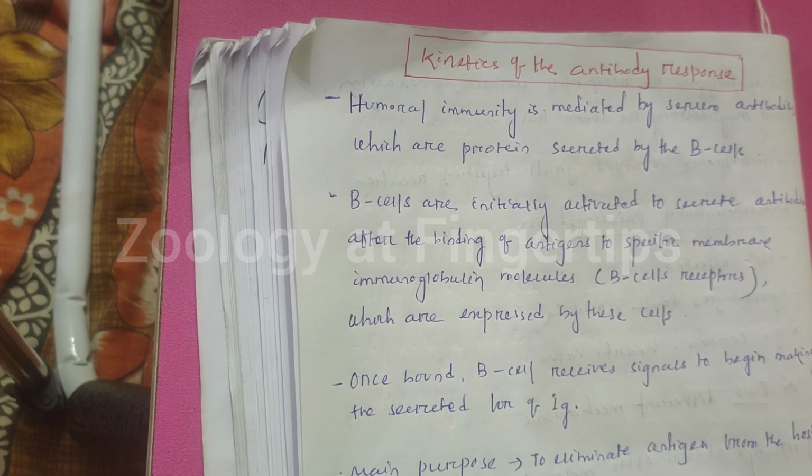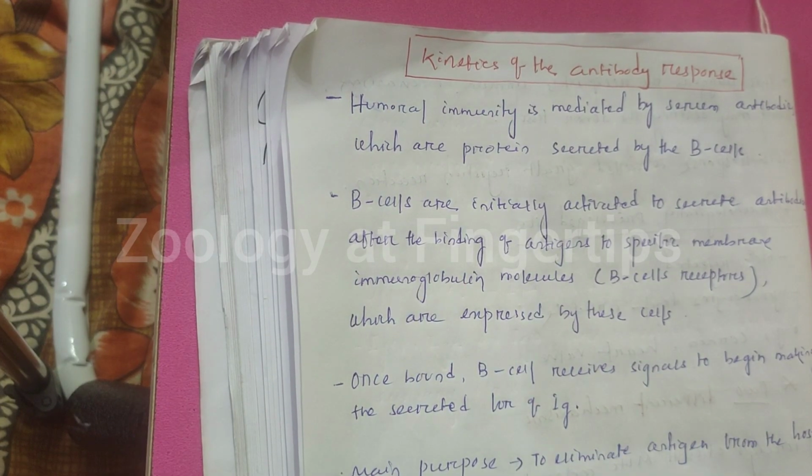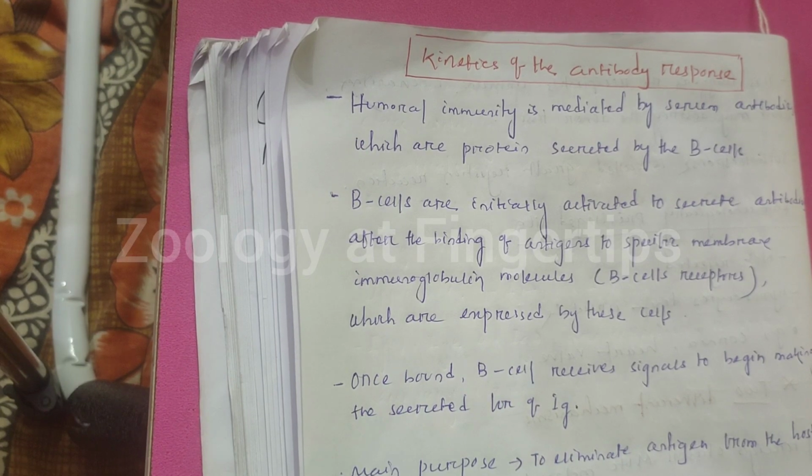B cells are initially activated to secrete antibody after binding with specific immunogen to specific B cell receptor, which are membrane bound immunoglobulin molecules expressed by B cells. Once antigen binds to the B cell receptor, the B cell receives a signal to make antibody against that particular antigen. The main purpose for making antibody is to eliminate antigen from the host.